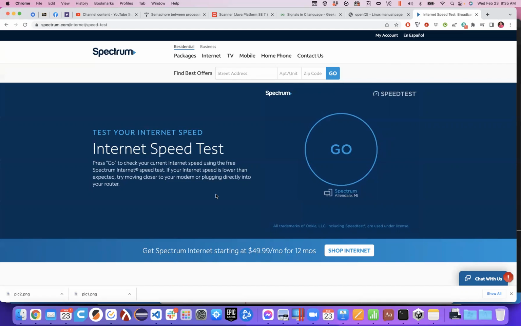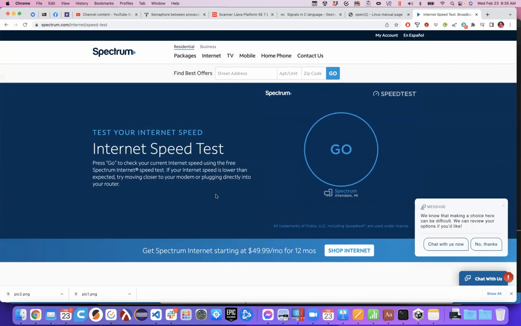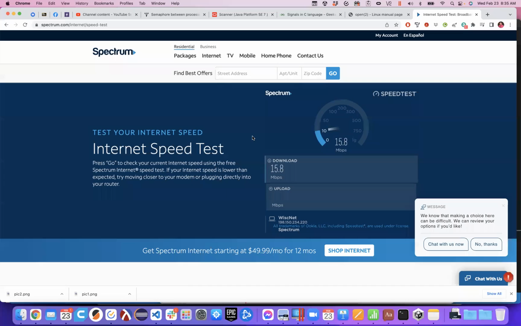And where I recognize that is I do a lot of virtual reality stuff. Okay, so this is going to Spectrum in Allendale, Michigan. Let's just see what it is. I actually expect it to be slower than some of the other things.